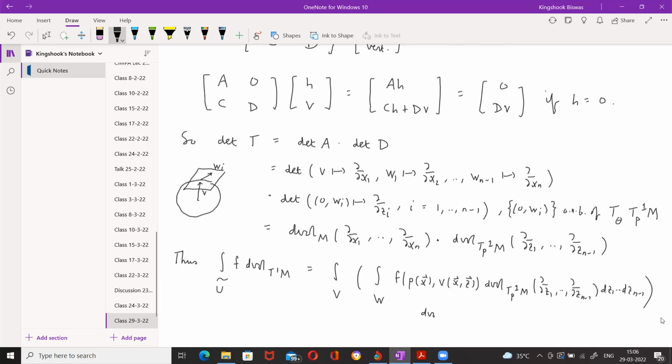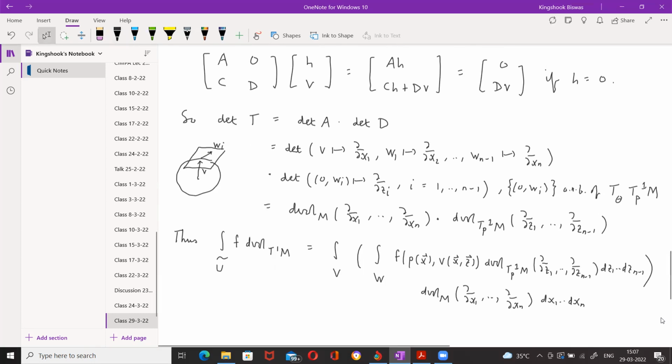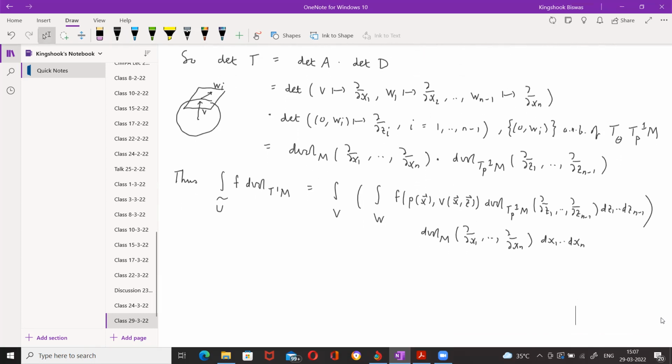Outside I get d vol M, del del x1 to del del xn, because this doesn't depend on the zi's, right? This is a function only of x1 to xn, dx1 dxn. So I can take it outside the first integral. Is this all right? Okay. So now what happens?